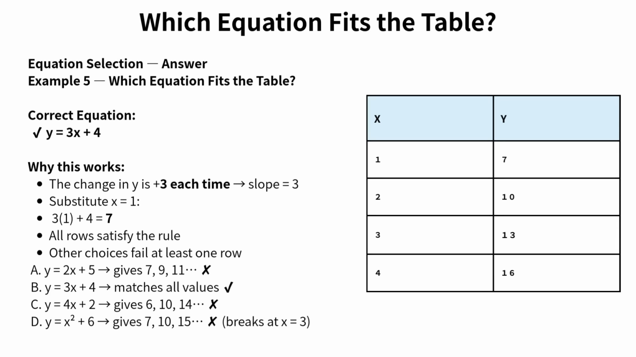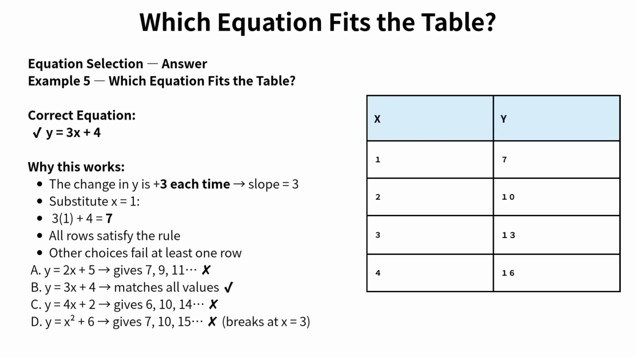Start by checking how y changes as x increases. Each step adds exactly 3. 7 to 10 is plus 3, 10 to 13 is plus 3, and 13 to 16 is plus 3. Because the rate of change is constant, the pattern is linear with a slope of 3.